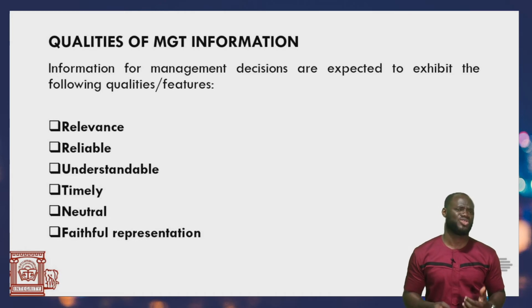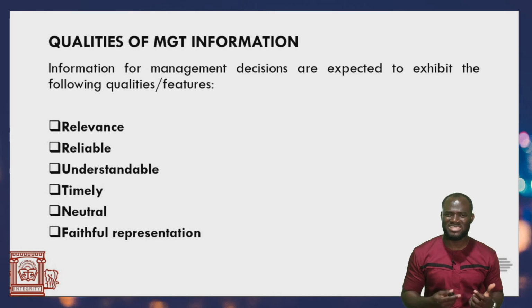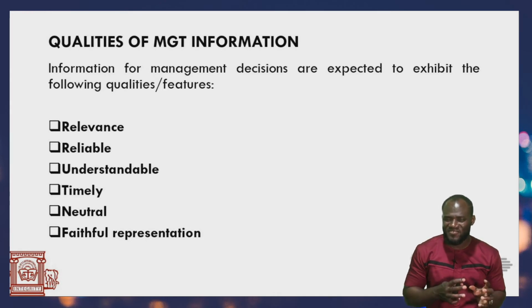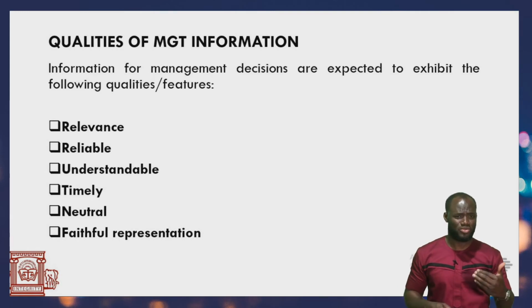Now, as we know, management accounting is meant to communicate information for decision-making purposes, so it's important for us to get to know the features or qualities that the information being churned out must possess. You're looking at the qualities, the features, what makes information relevant, what makes information of value, that are important to management in making whatever decisions they need to make.